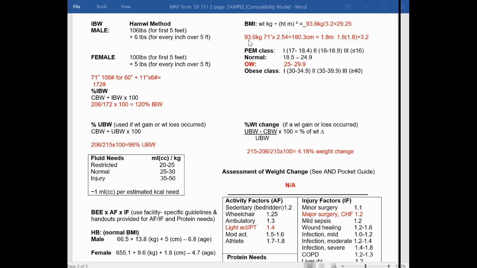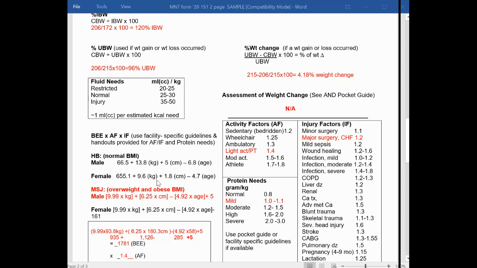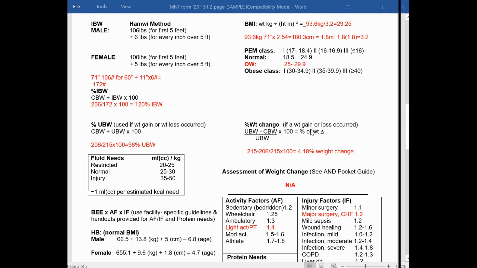So we're going to convert his weight from pounds to kilograms, and I got 93.6 when I divided his weight in pounds by 2.2. And then we're going to convert his height in inches to height in centimeters. So I'm going to take 71 times 2.54 to get height in centimeters, and that gives me 180.3. You'll want to save this information because you'll need it down here to complete the BEE.